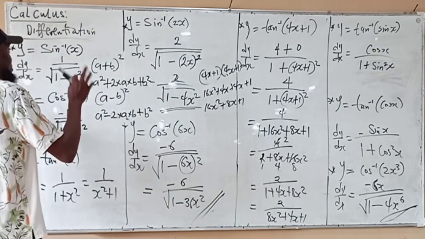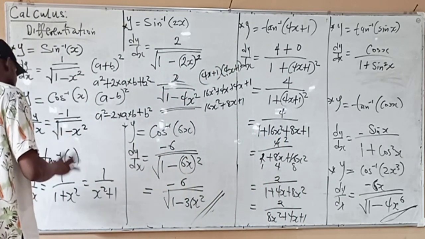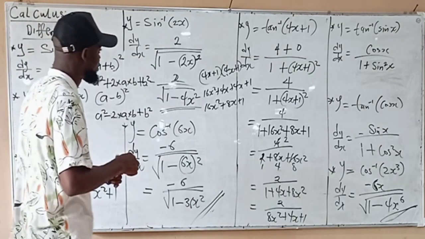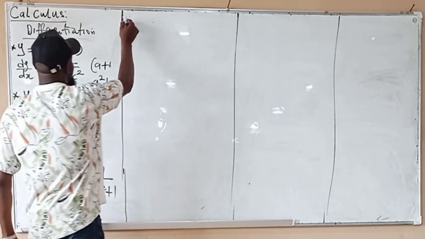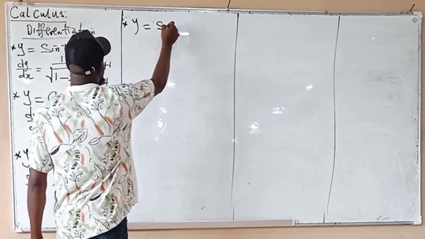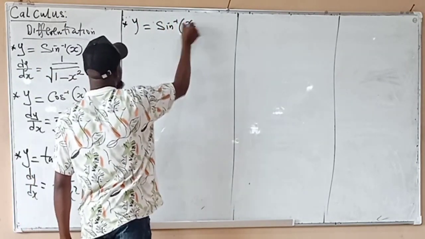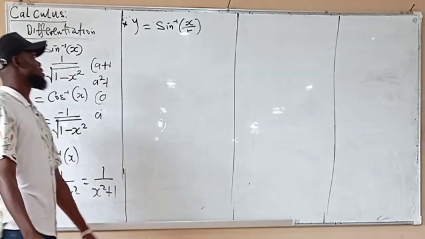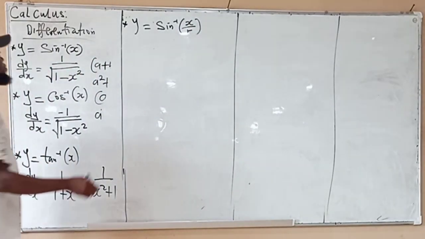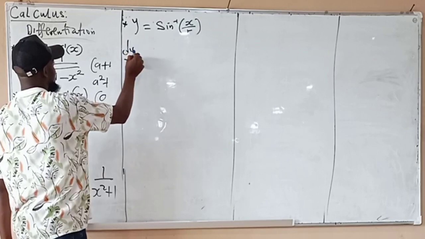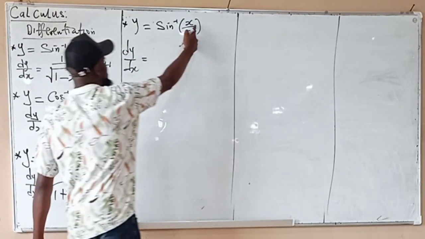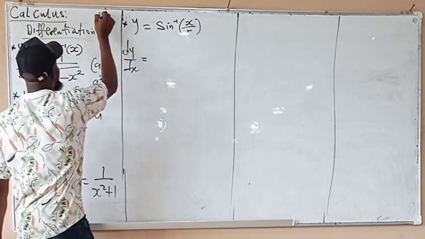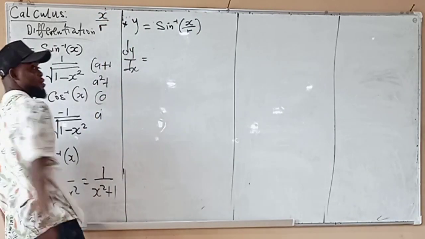We are going to look at more questions now under the same inverse trig functions. Alright, more questions. Let's see, we have y equal to sine inverse of x over r. What will be dy over dx? Remember, first thing, differentiate this. Now, we are having x over r.